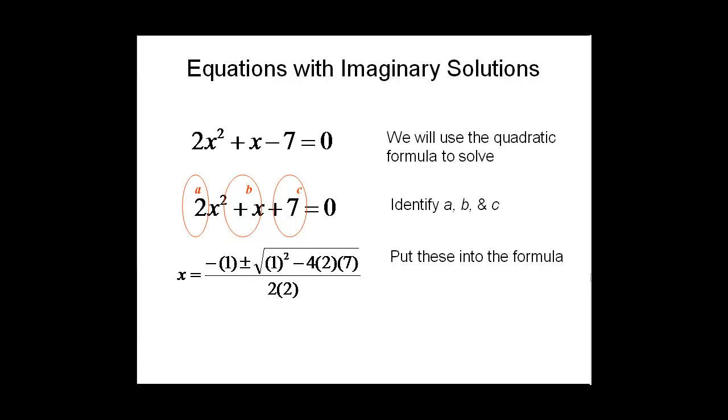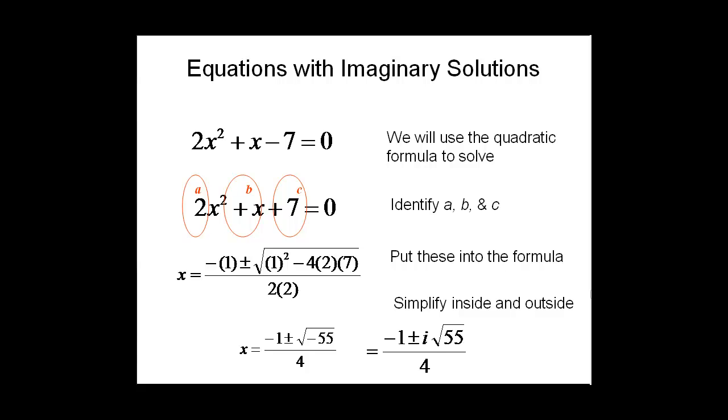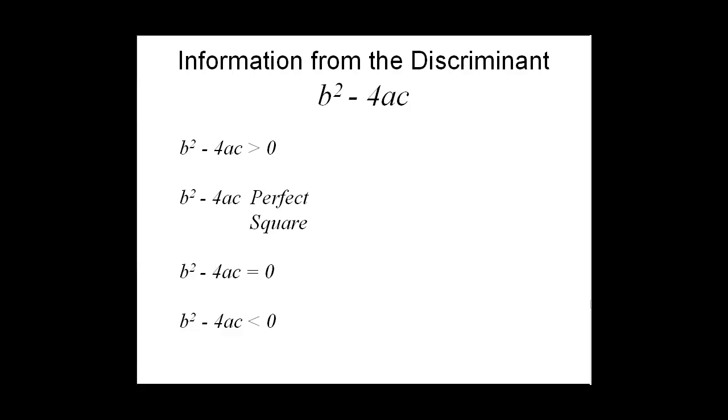Now when you simplify that, you get negative 1, plus or minus the square root of 4 times 2 is 8, times 7 is 56, minus 1 is negative 55, over 4. This negative can come out as the letter i. So it's negative 1 plus or minus i square root of 55, divided by 4. So we have an imaginary solution, in this case 2 of them.